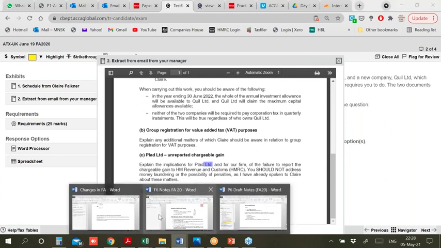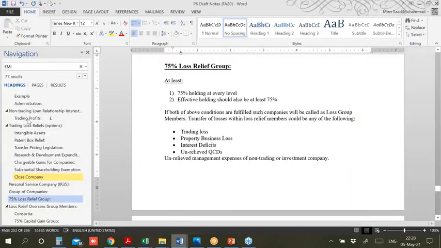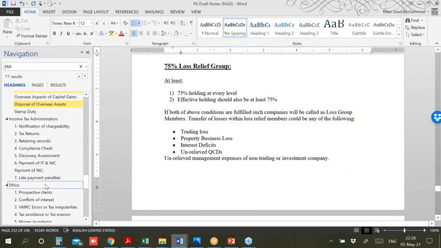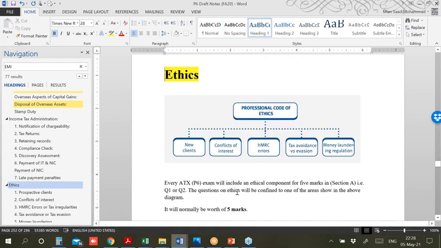I'll take you to my notes where I have a separate section for ethics. You must learn it by heart so that you can score 5 easy marks. It can be found at the end of the income tax chapter. There I have told you that ethics can be tested in 5 ways. Issues relating to new clients, issues relating to conflict of interest. For example, if we are acting for 2 clients that both are competitors as well, and HMRC errors and mistakes.